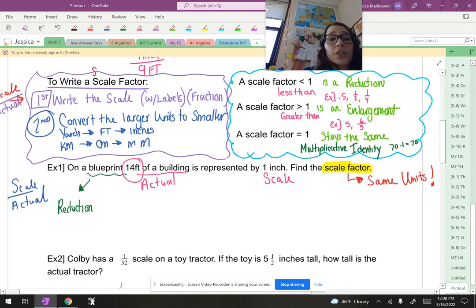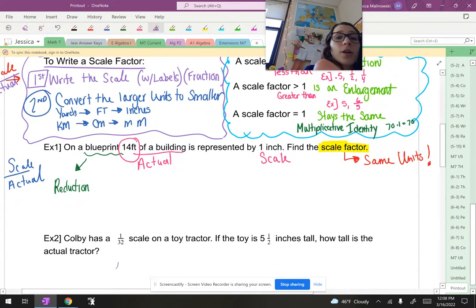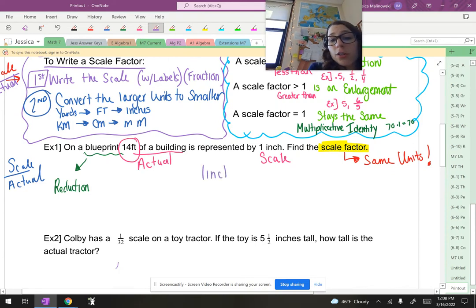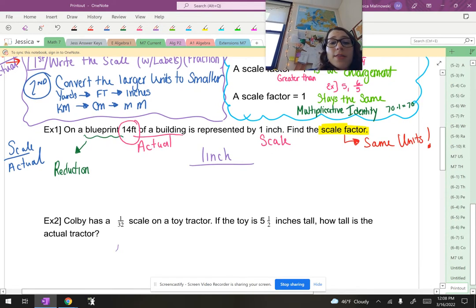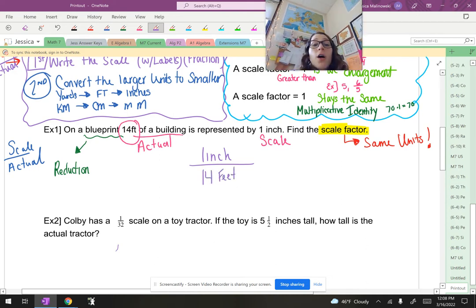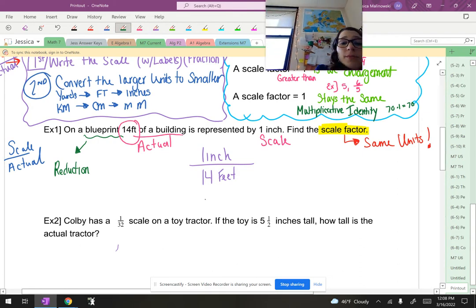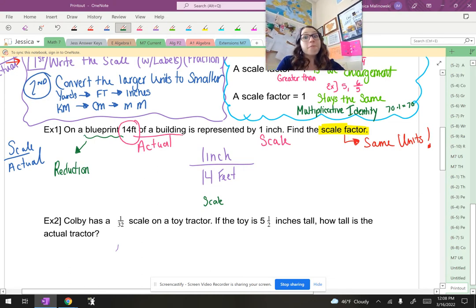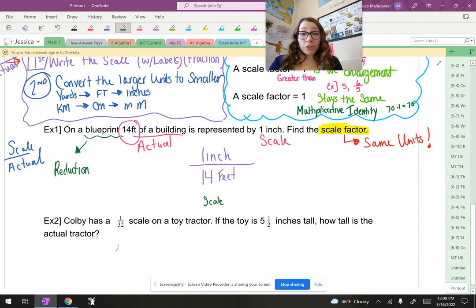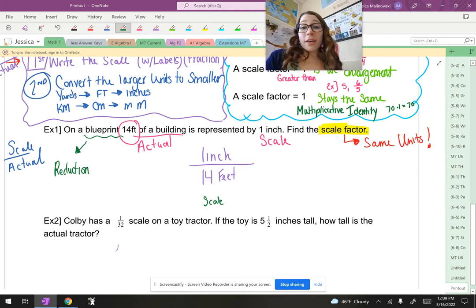Okay, so first step, right from our notes, write the scale with labels as a fraction. So scale over actual tells me that the 1 inch goes on top, and the 14 feet is going to go on the bottom. So that right there, we have my scale. But we need to take that scale and turn it into a scale factor. Scale factor needs to have the same units of measurement. Right now, I don't have the same units because I have inches and then I have feet.